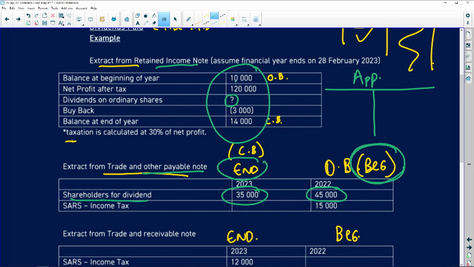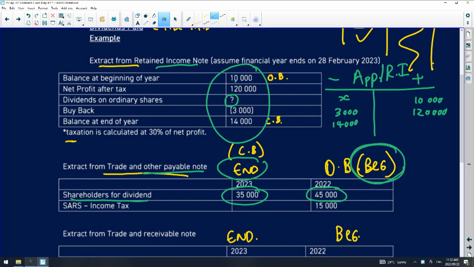So balance at the beginning of the year, 10,000. My net profit after tax, 120,000. I just want to put my plus and minus signs here. Then the buyback, 3,000. And balance at the end of the year, an amount of 14,000. Remember, guys, this is simply a calculation. So how do I get my dividends? That's the unknown amount that I'm trying to work out.